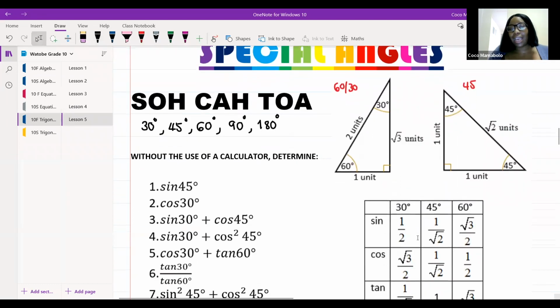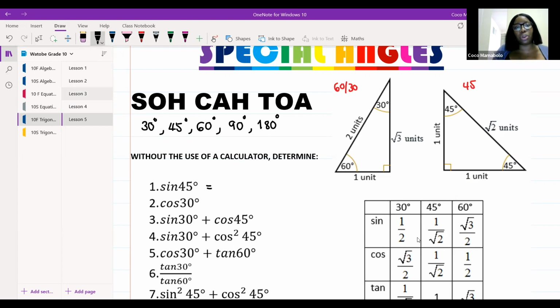Now, I want us to use the special angles. I'm going to leave them on the screen. I want us to look at our special angles, and I want you to tell me, what would the sine of 45 degrees be? Go to the 45-degree triangle and type in the chat, what is the sine of 45?